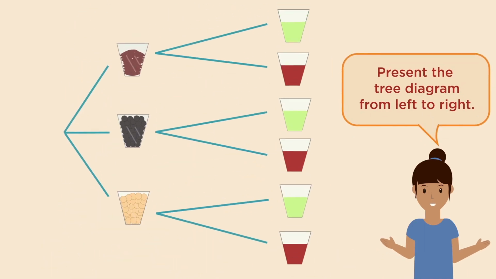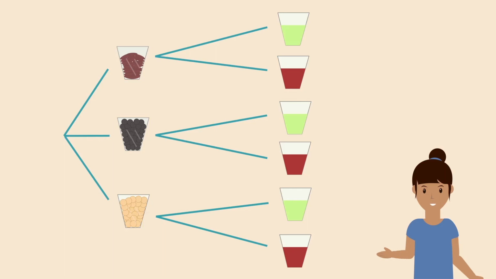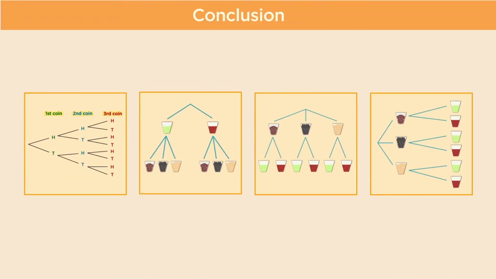You may also present the tree diagram from left to right. Do you understand the tree diagram now? Can you think of other situations where the outcomes and probabilities can be represented by a tree diagram?